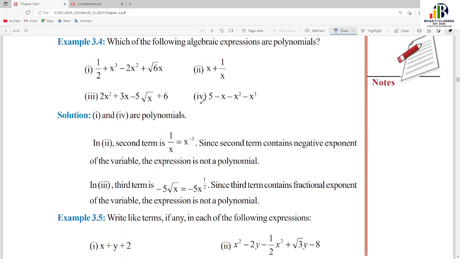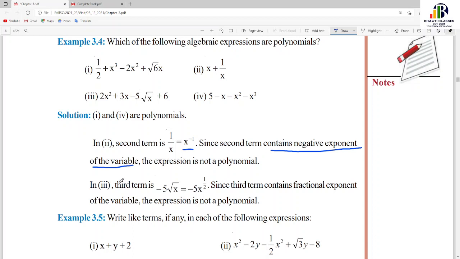Now let us do example number 3.4. Which of the following algebraic expressions are polynomials? Here the answer is first and fourth are polynomials. In the second, 1 upon x can be written as x raised to minus 1. Since the second term contains a negative exponent of the variable, the expression is not a polynomial.